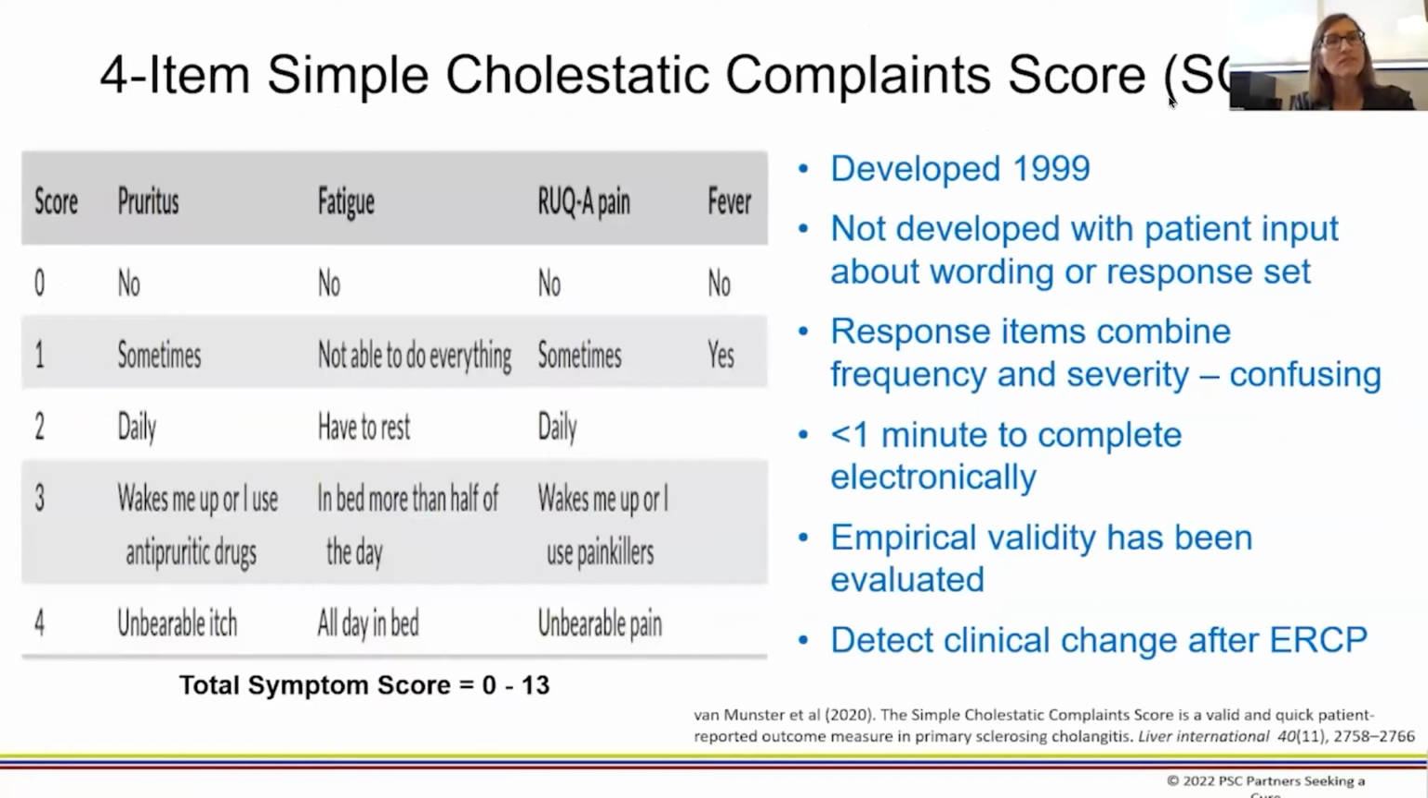The next one is a 4-item instrument, the cholestatic complaint score. And you can see the 4 symptoms listed here and also the scoring 0 to 4, and it creates a total symptom score of 0 to 13. Now this measure was developed about 25 years ago, before rigorous guidelines for PRO development were published. But it was not developed with patient input about the wording or the response set.